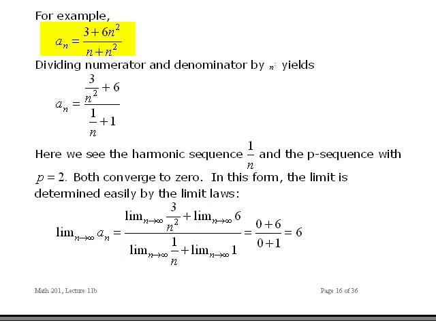So when I do that, I get this rearrangement: (3 over n squared plus 6) divided by (1 over n plus 1). We like this form because in it you see the p sequence for p equal 2. It's 1 over n squared, and you also see the harmonic sequence 1 over n. You know that the limit of both of those is 0. So let's take the limit of the sequence as a whole. And using the rules for taking limits, we end up with 6 as a limit for this sequence.